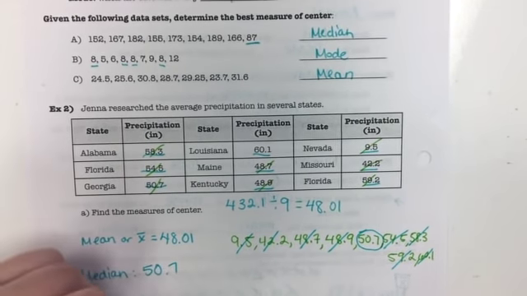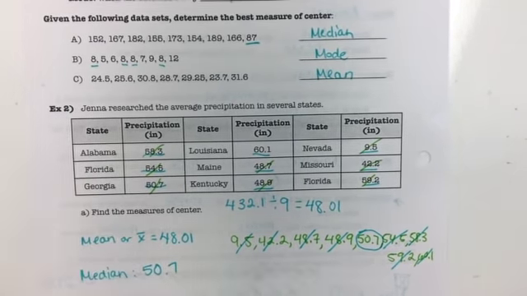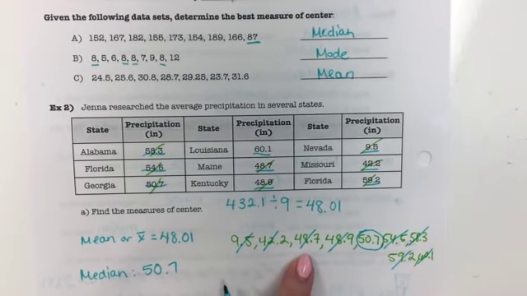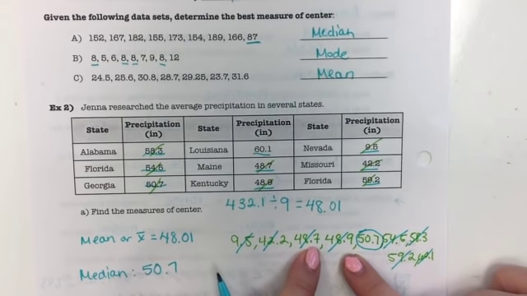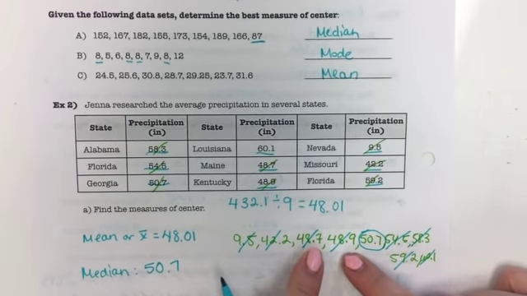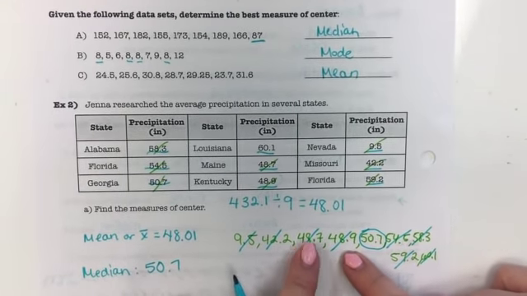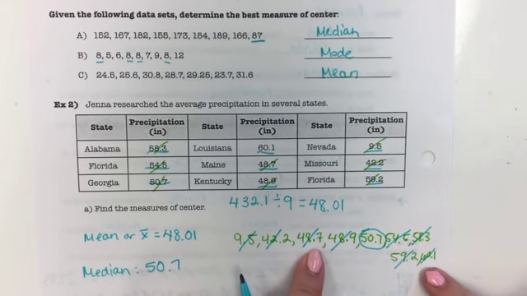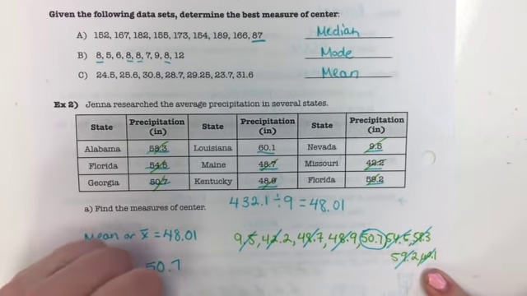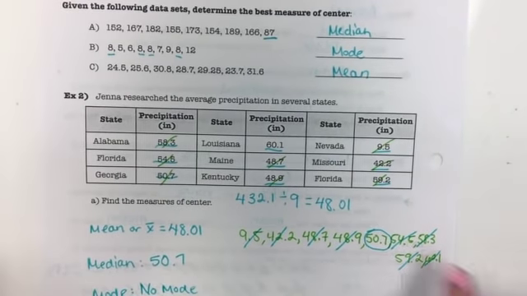Okay, last one is going to be our mode. Now in this case, we're looking to see is any number listed multiple times. And we see that we've got 48.7 and 48.9, but since those are not the exact same temperatures, we cannot say that that's listed multiple times. So in this case, we would actually have no mode because there's no number listed more than once.